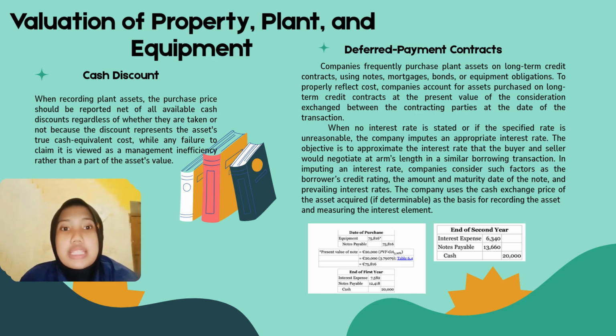So when no interest rate is stated, or if the specified rate is unreasonable, the company imputes an appropriate interest rate. The objective is to approximate the interest rate that the buyer and seller would negotiate at arm's length in a similar borrowing transaction. In imputing an interest rate, companies consider such factors as the borrower's credit rating, the amount and maturity date of the note, and prevailing interest rates. The company uses the cash exchange price of the asset acquired, if determinable, as the basis for recording the asset and measuring the interest element.